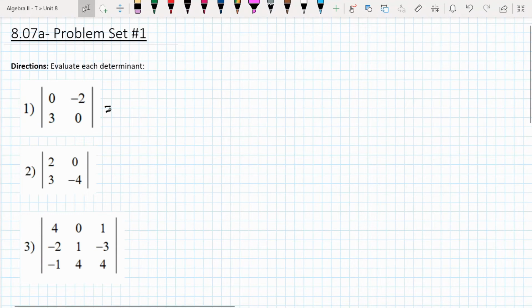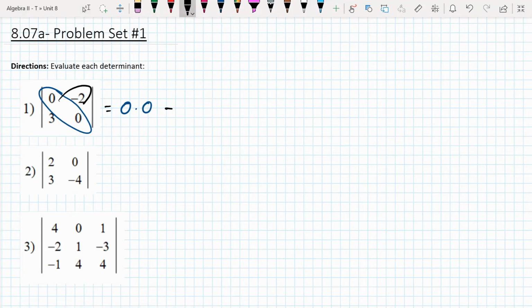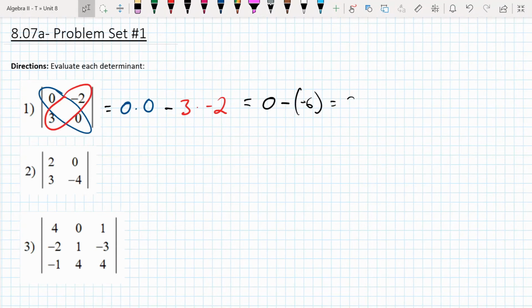Notice the way it's written, because there aren't brackets, there are just lines on the outside, that's indicating that this question wants us to find the determinant. So for a 2x2, we're going to do 0 times 0 minus 3 times negative 2. We'll get 0 minus negative 6, which is positive 6. Okay, that's the answer for this first one. So 2x2 generally isn't too bad. Let's do another one.